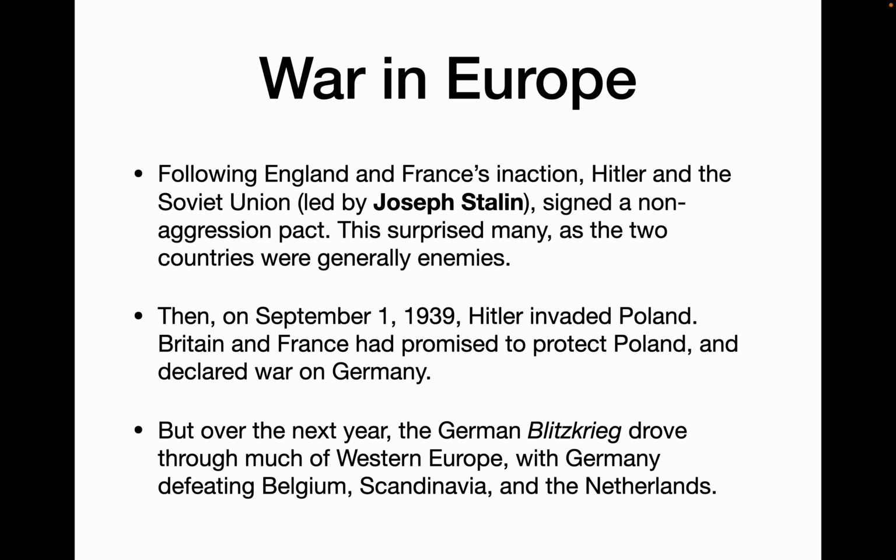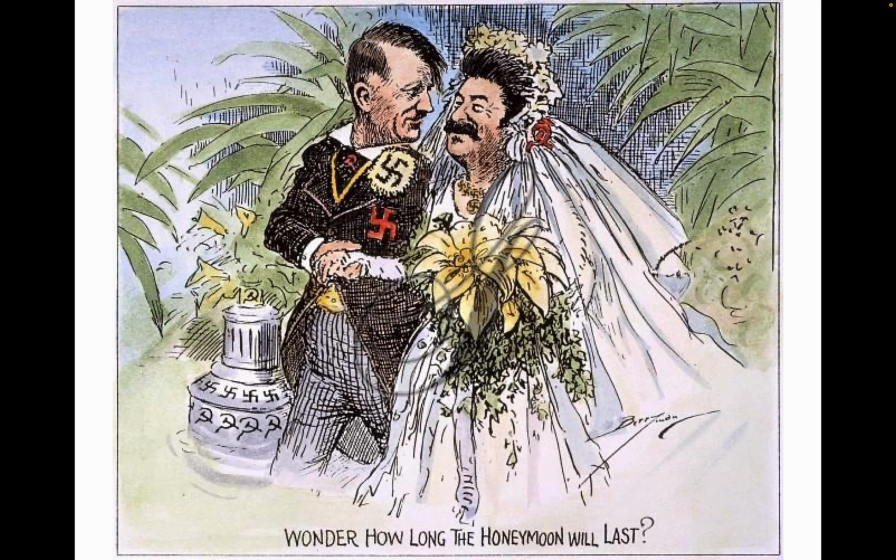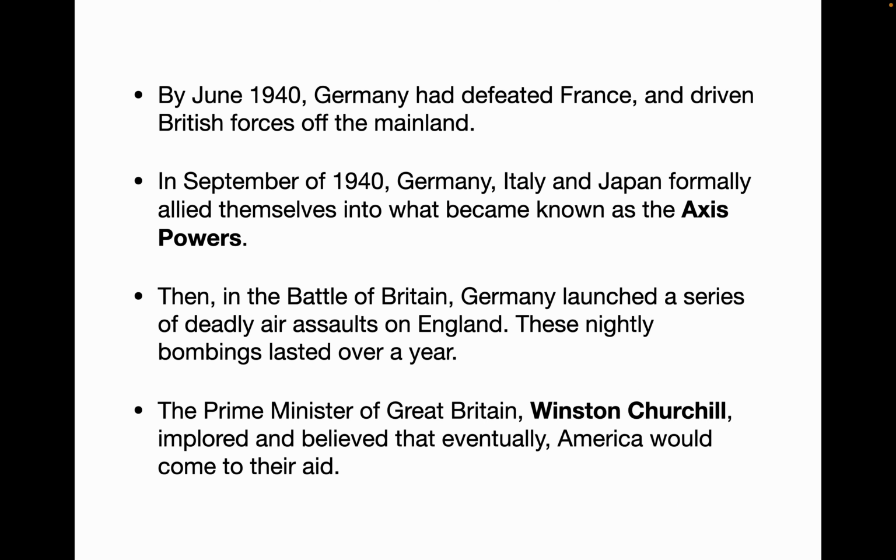Over the next year, though, the German blitzkrieg, these sort of lightning-fast strikes into enemy territories, super fast-moving German advances, drove Germany across much of Western Europe, defeating Belgium, huge chunks of Scandinavia, the Netherlands, and lastly, and most terribly for the Allies, France was overthrown in the course of like a month, basically. So here is Hitler and Stalin at the wedding saying, I wonder how long the honeymoon will last. As we're going to find out, it did not last very long.